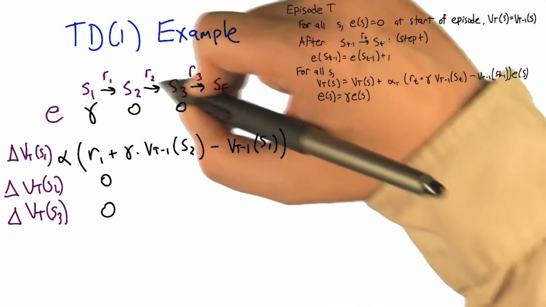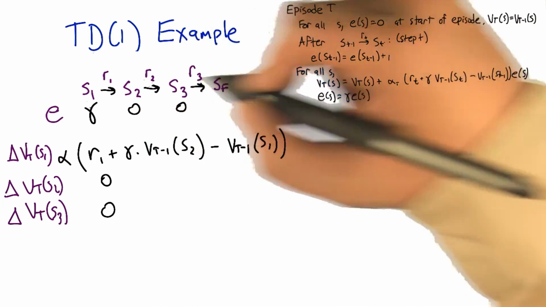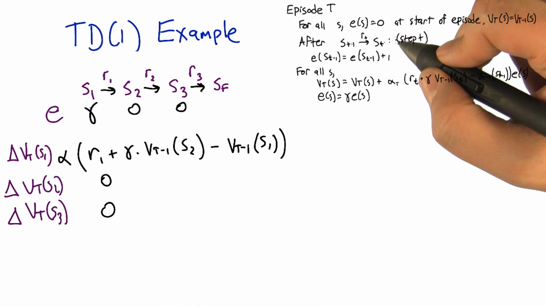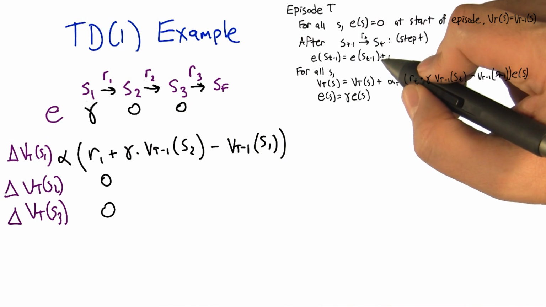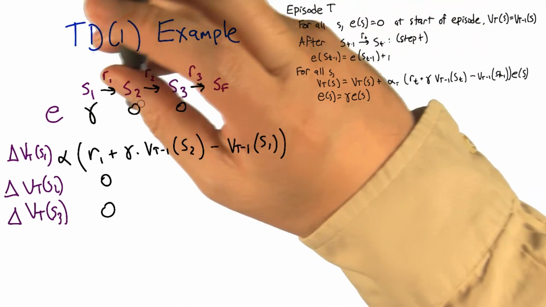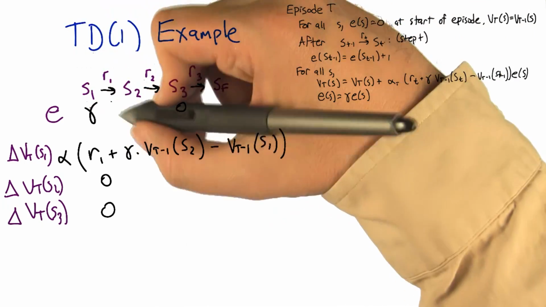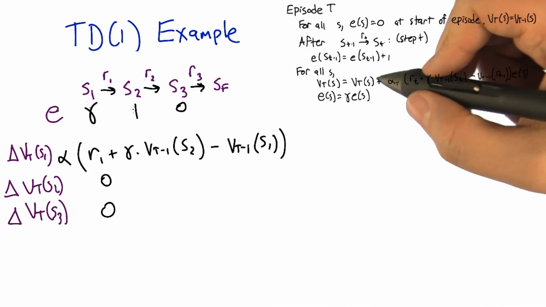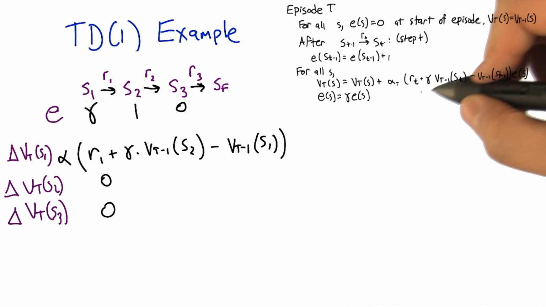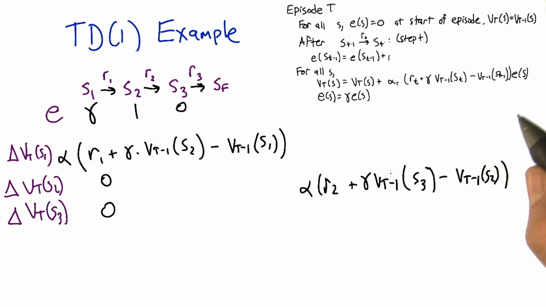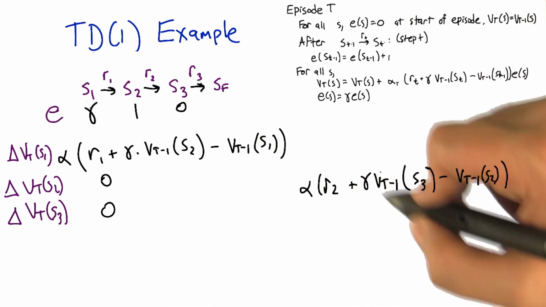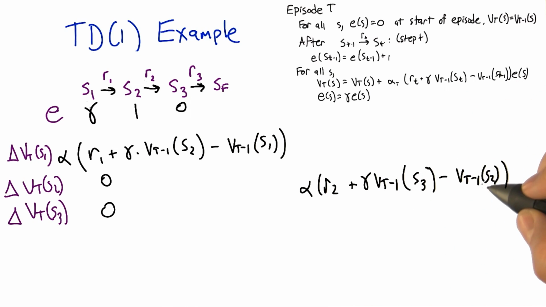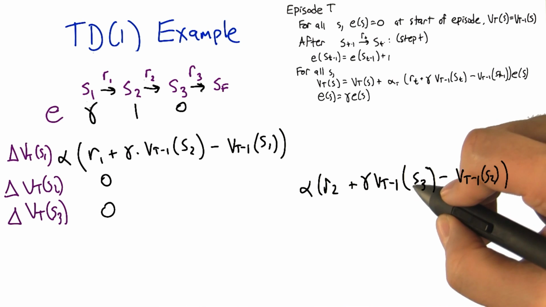We take the next step, S2 to S3, reward R2. So what does it tell us to do? Well, the first thing is we have to update the eligibility of the state that we just left. So that bumps S2's eligibility up to 1. Then we go through everybody and we add this quantity again. So what's the new quantity? It's R2 plus gamma times the value of the state that we just got to, minus the previous value of the state we just left.